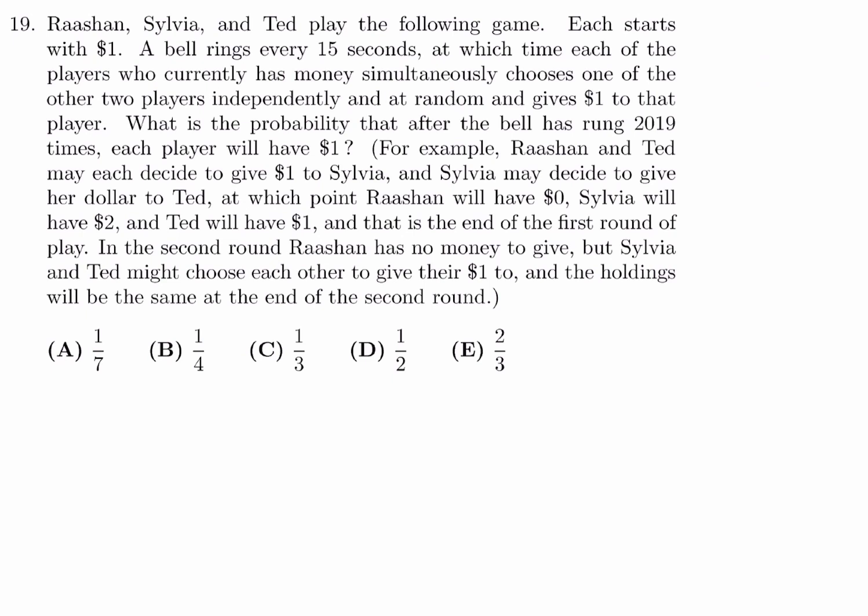Rashawn, Sylvia, and Ted play the following game. Each starts with $1. A bell rings every 15 seconds, at which time each of the players who currently has money simultaneously chooses one of the other two players independently and at random and gives $1 to that player. What is the probability that after the bell has rung 2,019 times, each player will have $1?